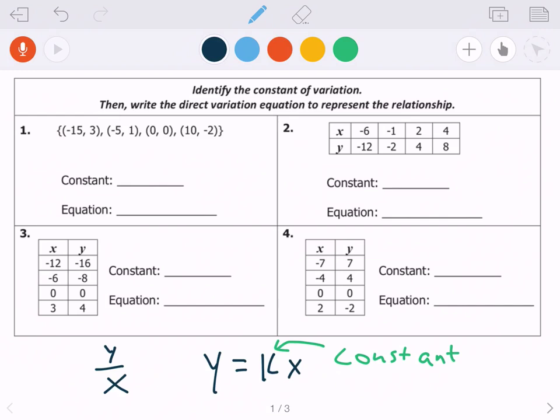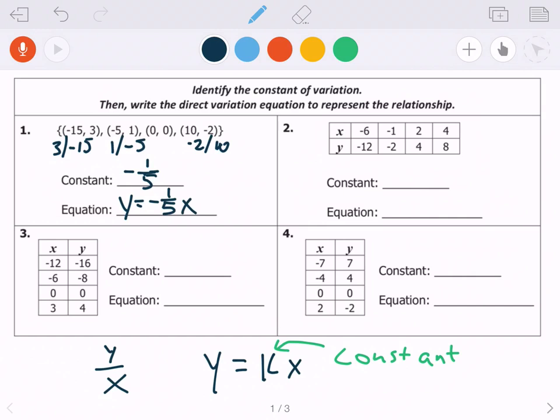So in number 1, we're going to do y over x. We have 3 divided by negative 15, 1 divided by negative 5, negative 2 divided by 10. Anytime there's a 0, you can just ignore it, because anything with 0 is going to be 0. 3 divided by negative 15 reduces to negative 1/5. 1 divided by negative 5 is also negative 1/5. Negative 2 divided by 10 is also negative 1/5. So my constant is negative 1 over 5. Again, constant is k, so in y equals kx, we would have y equals negative 1 over 5x. That would be my equation.